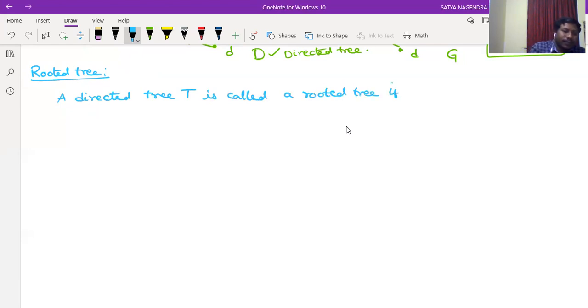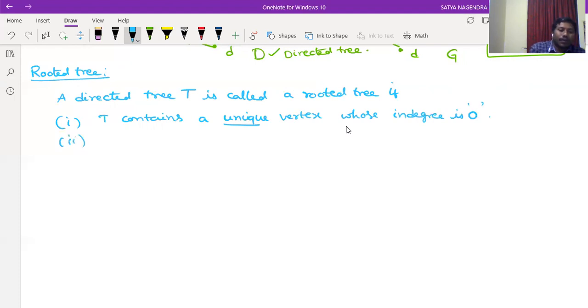if first point, T contains a unique vertex, this is important, a unique vertex whose in degree is 0, and the second point, the degree, in the sense here in degree, of all other vertices is 1. So you know the degree of your vertex.